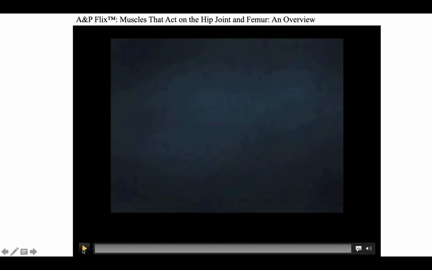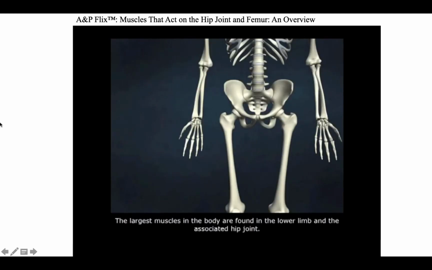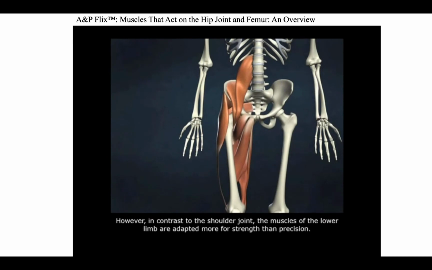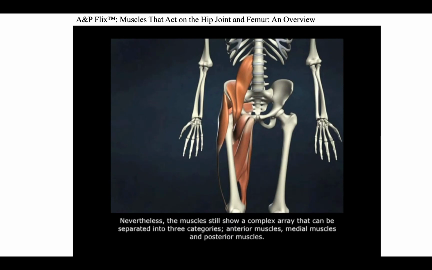Alright, we're going to watch this last video before we go to our next group, muscles that act on the hip joint and femur overview. The largest muscles in the body are found in the lower limb and the associated hip joint. The hip joint is a ball and socket joint, which, similar to the shoulder joint, is capable of a considerable amount of movement. However, in contrast to the shoulder joint, the muscles of the lower limb are adapted more for strength than precision. Nevertheless, the muscles still show a complex array that can be separated into three categories: anterior muscles, medial muscles, and posterior muscles.